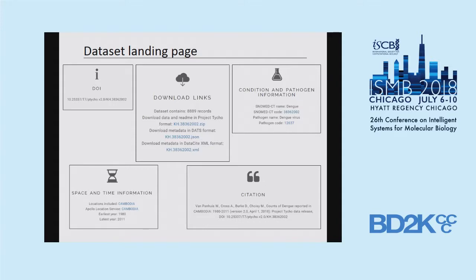There is something about the condition, and if you click on this SNOMED link, it brings you straight to the SNOMED catalog that has the definition for this condition. Same thing with the pathogen code here. So there are already links to other data systems like that, and there is a citation as well. We hope that through the citation, we'll be able to track even better what people have done with our data sets.